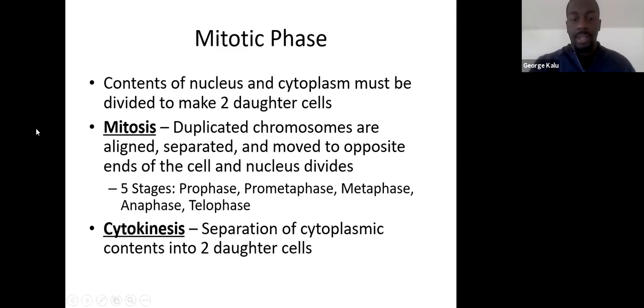So the process of mitosis is divided up into 5 stages, sometimes 4, depending on who you're asking. But there's going to be 5 stages where we're going to have prophase, prometaphase, metaphase, anaphase, and then telophase.